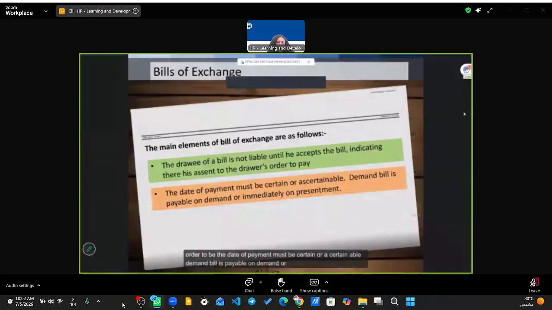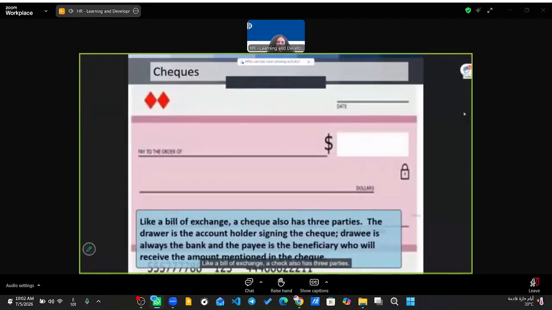The date of payment must be certain or ascertainable. Demand bill is payable on demand or immediately on presentment. Like a bill of exchange, a check also has three parties. The drawer is the account holder signing the check, the drawee is always the bank, and the payee is the beneficiary who will receive the amount mentioned in the check.